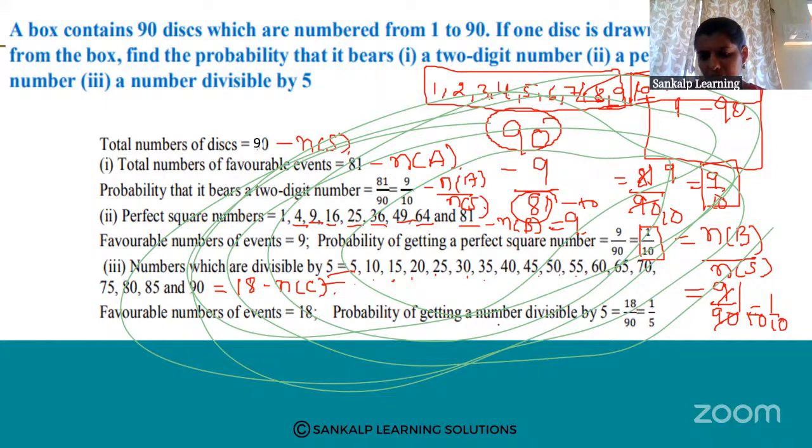The probability of getting a number divisible by 5, that is P of C, is equal to n of C divided by n of S. So n of C is 18 divided by 90. That means 1 divided by 5 you will get. This is the probability of getting a number divisible by 5. Understood?